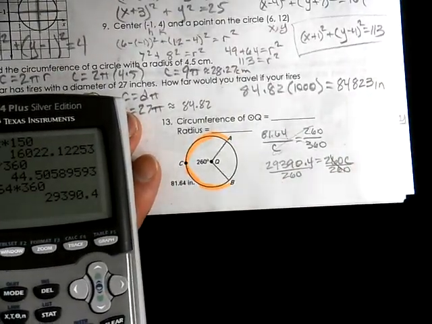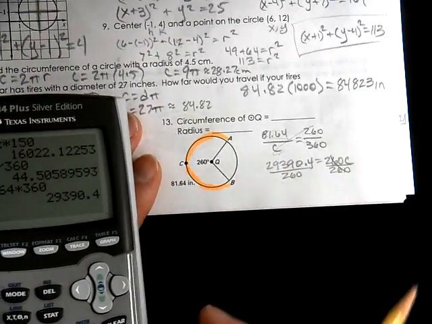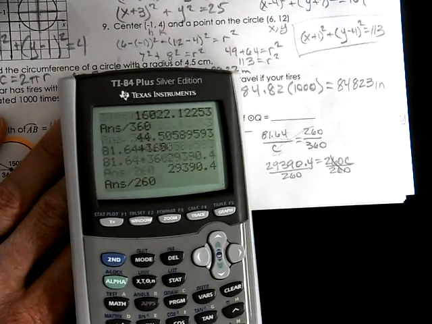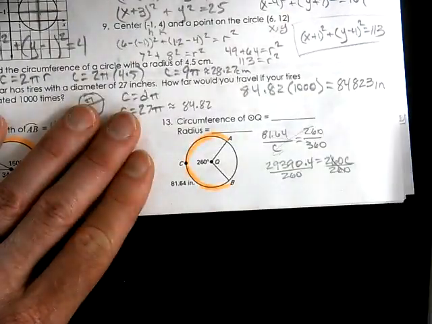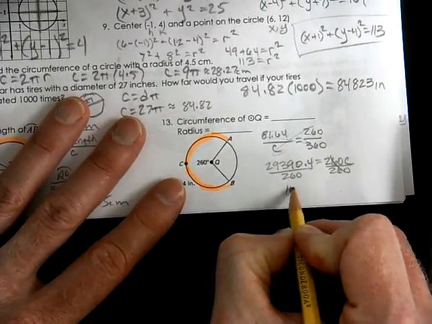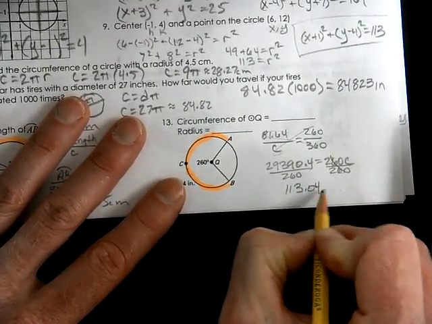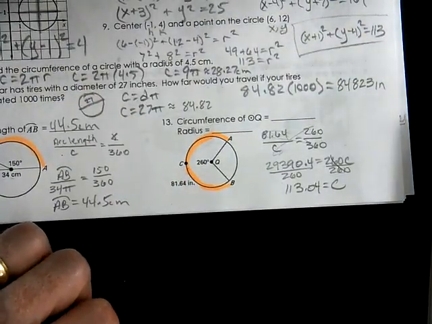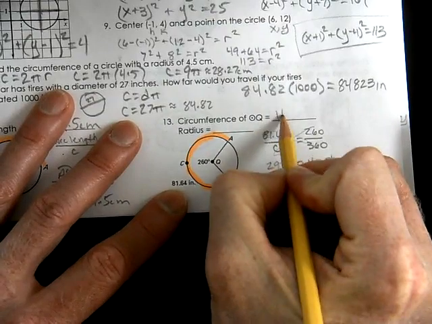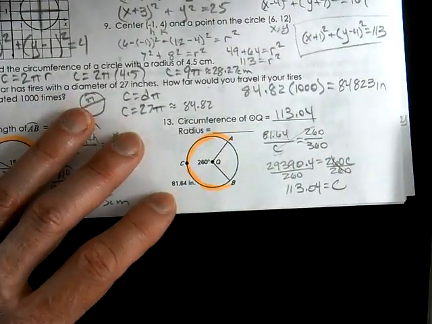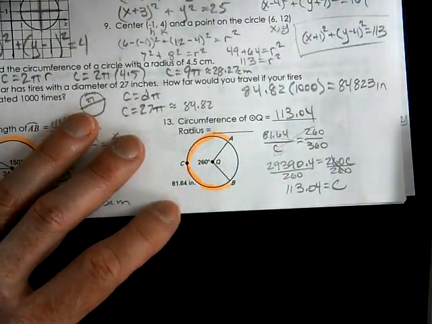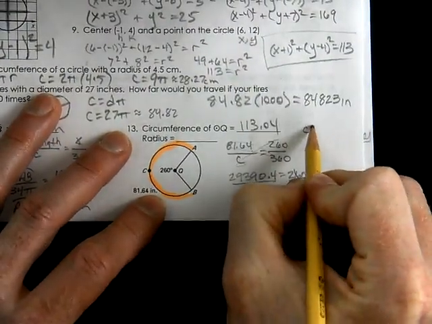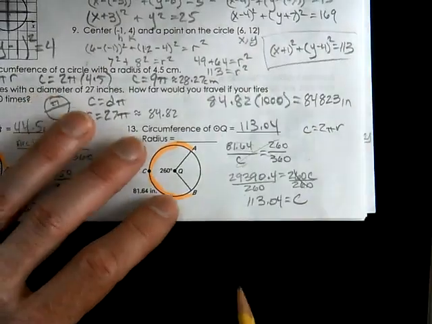So those reduce and I divide. So that gives me 113.04. That is my circumference. So that gives me part of my answer. But if I want to know my radius, I need to use my circumference. Circumference equals 2 pi r.